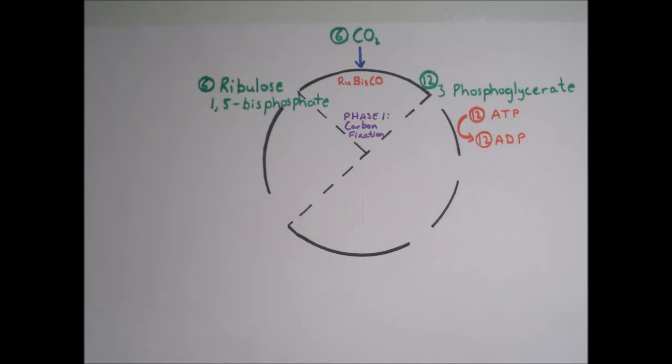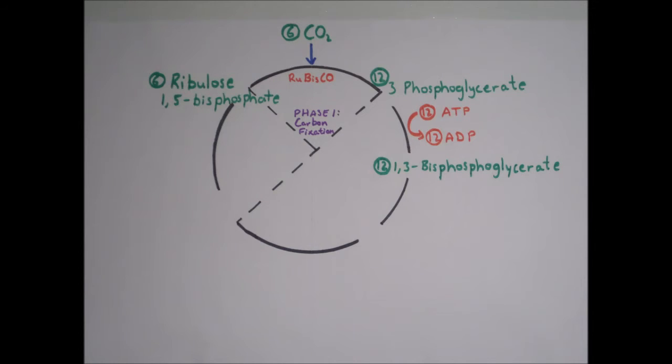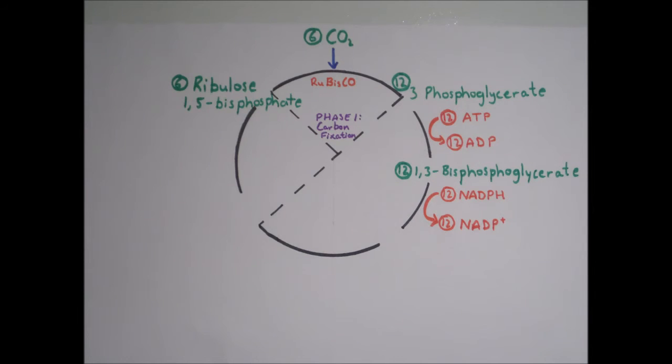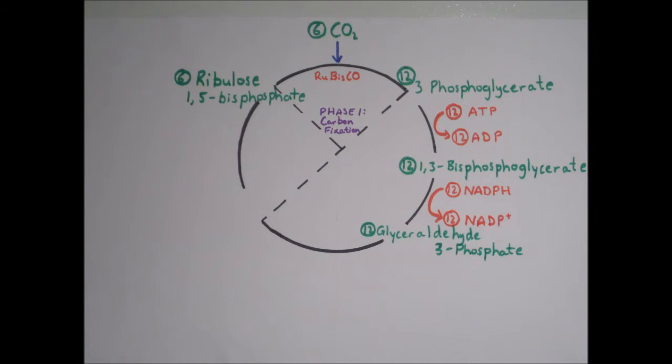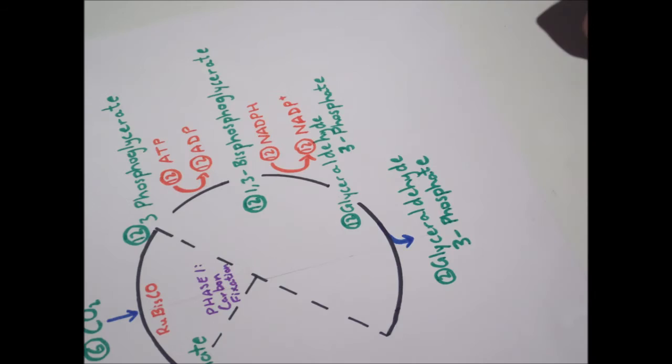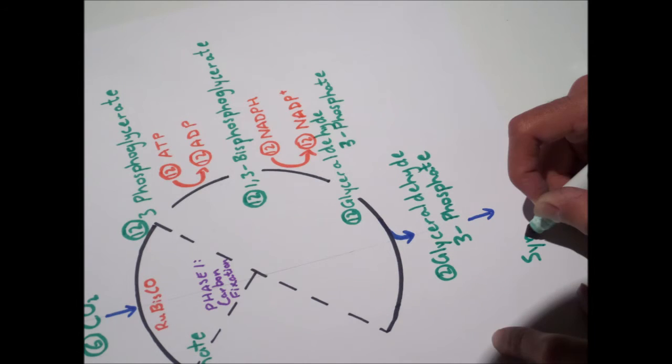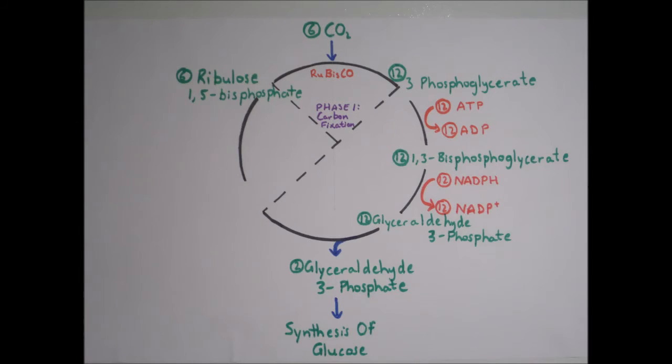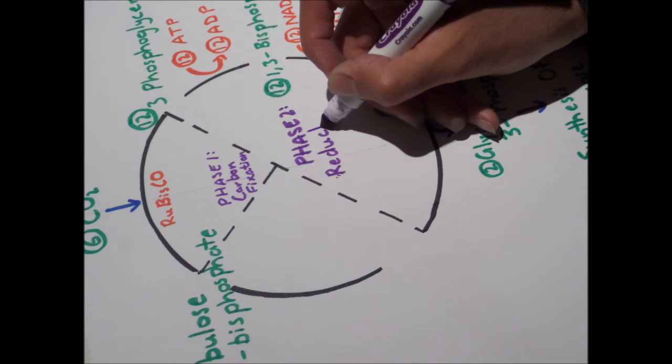With the help of 12 ATP, which are turned into 12 ADP, 12 molecules of 3-phosphoglycerate are turned into 12 molecules of 1,3-bisphosphoglycerate. Now, these 12 molecules are turned into 12 glyceraldehyde 3-phosphate with the help of 12 NADPH, which are turned into 12 NADP+. Now, out of the 12 molecules of glyceraldehyde 3-phosphate, 2 are used for the synthesis of glucose. This is known as phase 2, which is reduction.